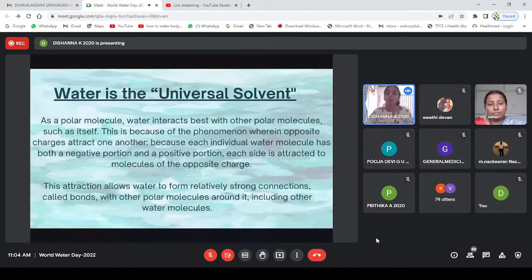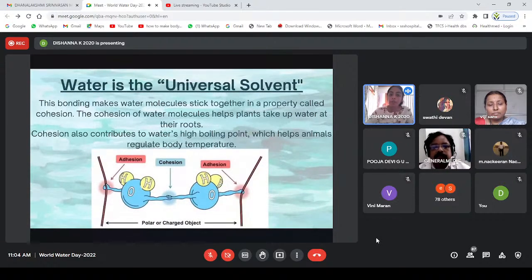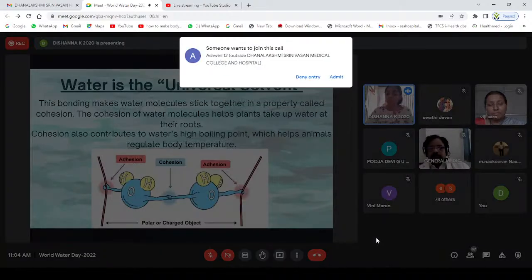So what are the properties that exactly make water so necessary for life? First, water is a universal solvent. As a polar molecule, water interacts best with other polar molecules such as itself. This is because of the phenomenon wherein opposite charges attract each other. Each individual water molecule has both a negative portion and a positive portion. Each side is attracted to the molecules of the opposite charge. This attraction allows the water to form strong connections called bonds. This bonding makes water molecules stick together in a property called cohesion. This cohesion of water molecules helps plants take up water at their roots. Cohesion also contributes to water's high boiling point, which helps animals regulate their body temperature.